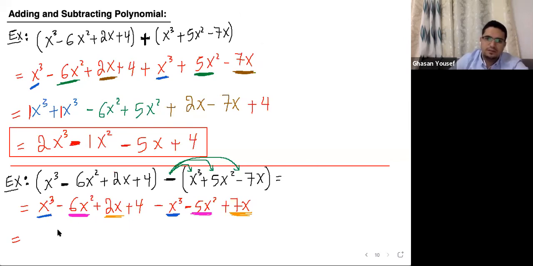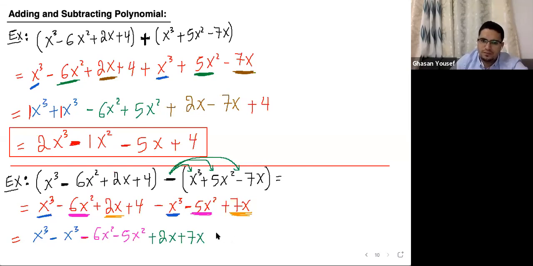x to the power 3 minus x to the power 3. So they cancel each other. Plus here we have minus 6x squared minus 5x squared. And this one is plus 2x plus 7x. And the last number here, number 4, plus 4.